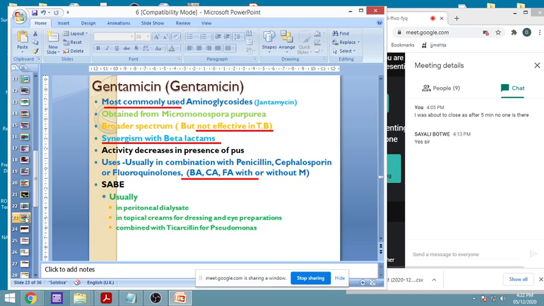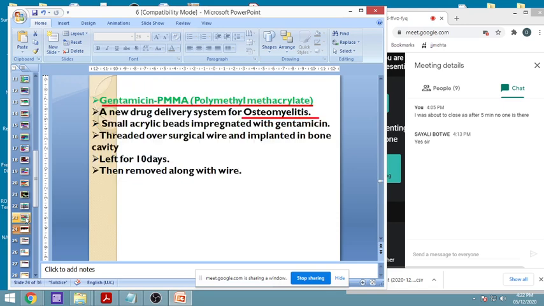In topical creams for dressing and eye preparations, it is actually very common. Gentamicin is the most common in that. It is combined with ticarcillin for Pseudomonas. Gentamicin polymethyl acrylate is one of the formulations. It is a new drug delivery system for osteomyelitis. Small acrylic beads are impregnated with gentamicin.